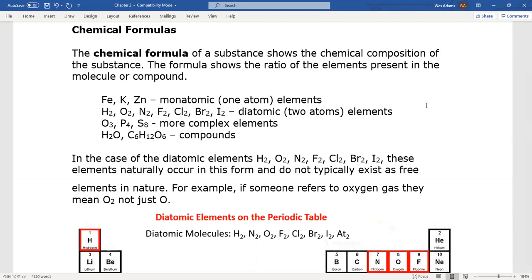They can come in a couple of different ways. You can have monoatomic or single atom elements like iron or potassium or zinc. You can get diatomic elements like oxygen, nitrogen, fluorine, chlorine, bromine, iodine, hydrogen. They're all two elements, and you need to remember those as we go forward. I put a little chart down here.